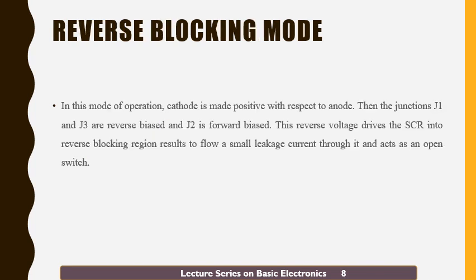So in the reverse blocking mode, what happens? In this mode, the cathode is made positive with respect to the anode, and junctions J1 and J3 are reverse biased. J2 is forward biased. The reverse voltage drives the SCR into the reverse blocking region, resulting in a flow of small leakage current through it, and it acts as an open switch.